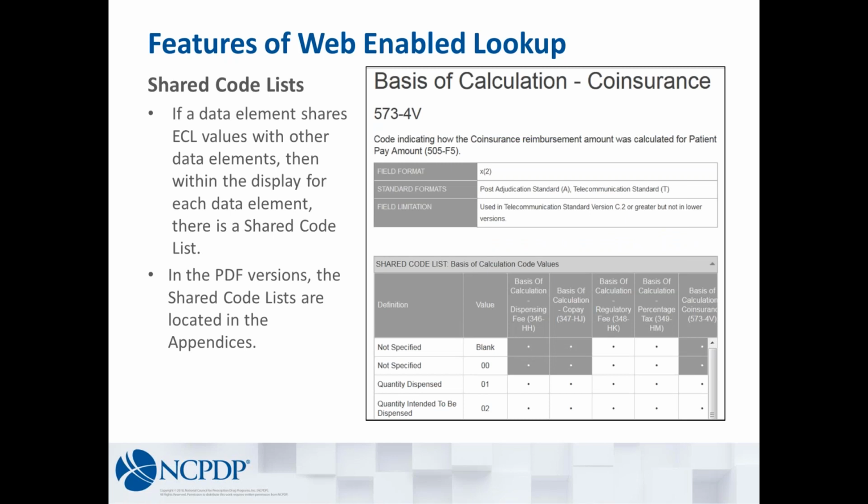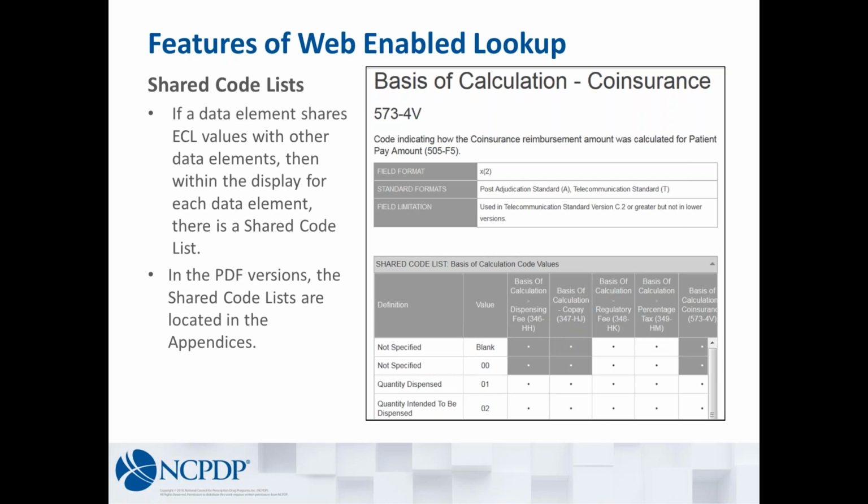Shared code list. If a particular data element in the ECL has a shared code list, there'll be an expandable box. This is currently expanded in the screenshot, which will show you the values and their descriptions, and then which other fields utilize those definitions. The dot in the box indicates that that field is used by one of the other data elements. Those that are grayed out mean that that particular value is no longer used, or is sunset, for that particular data element.